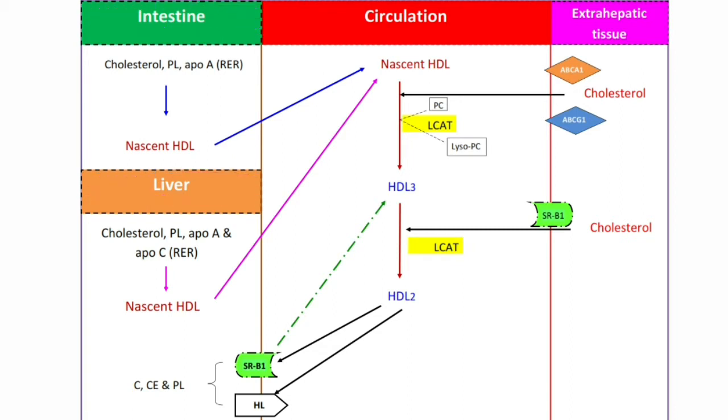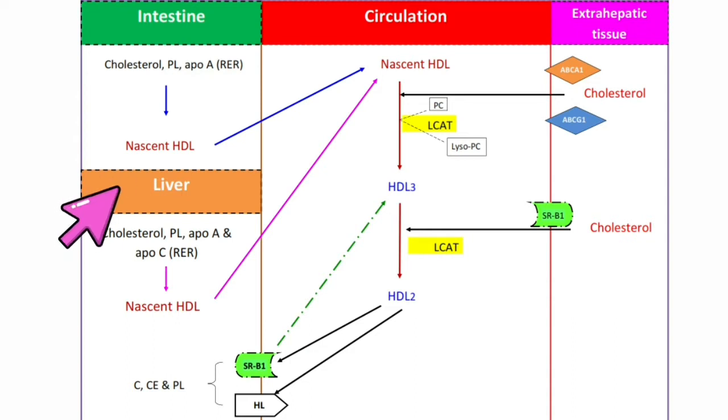Coming to synthesis of intestinal HDL, in the intestinal mucosal cells, the polysomes on rough endoplasmic reticulum synthesize the apoprotein A, and this apoprotein A, after its synthesis, is assembled with lipids to form the nascent HDL, and then it is released into the circulation.